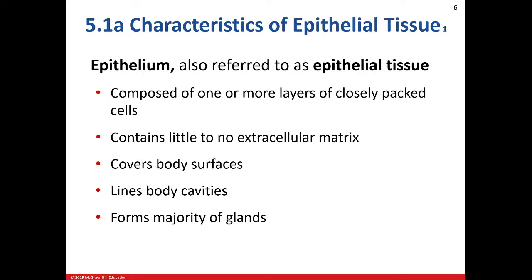So they cover the body's surfaces. As we mentioned, the skin is made up of epithelium, as are the mucous membranes in your nasal cavity and your mouth. Also in, for instance, the urethra. And you're going to find epithelium also lining the vagina and the entire GI tract, from mouth to anus all the way through. It covers body surfaces, lines body cavities, and it forms the majority of glands. Most glands are a form of epithelium.